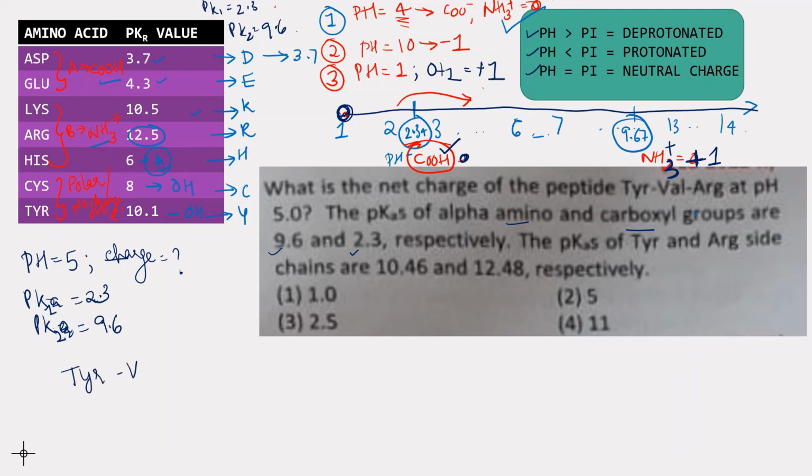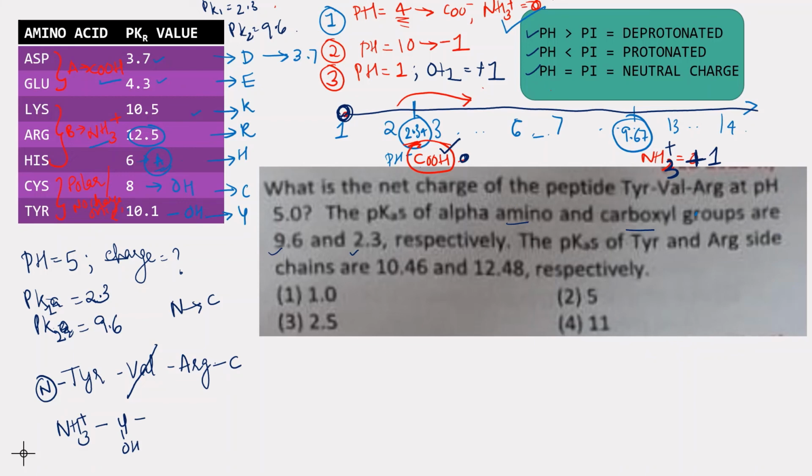Tyrosine, valine, arginine. So the first thing you have to remember is that any peptide always goes from N terminal to C terminal. So over here it will be the N terminal and this will be the C terminal. Now because this is the N terminal, this is NH3 plus. Always remember to write in the protonated form. The tyrosine symbol is Y, which has an OH group. Valine has no charge, so firstly cancel out whichever has no charge. Valine is a hydrophobic amino acid which does not carry any charge. Just cancel it out.